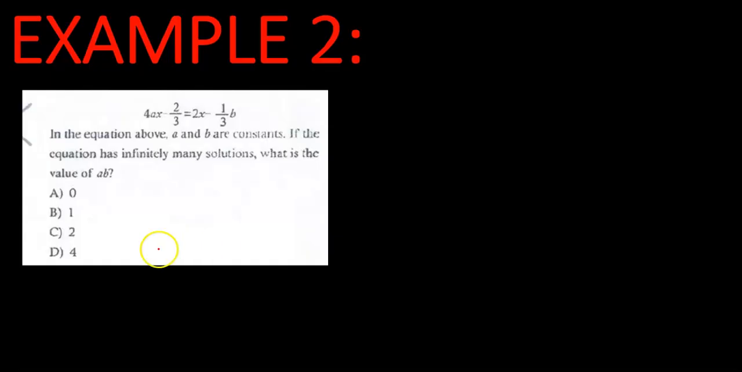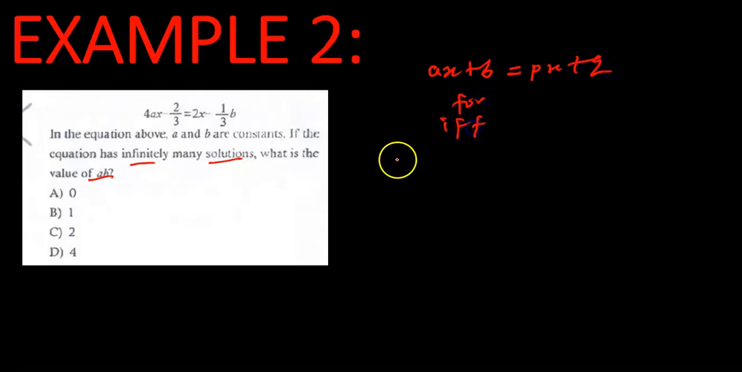This is an SAT question. They said if (4ax - 2)/3 equals (2x - 1)/(3b), in the question above, a and b are constants. If the equation has infinitely many solutions, what is the value of ab? This is very easy. Don't forget what we said. Let's write it again. If I have ax + b equals px + q for infinitely many solutions, a must equal p and b must equal q.